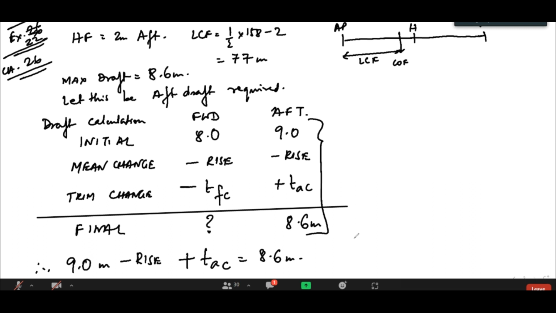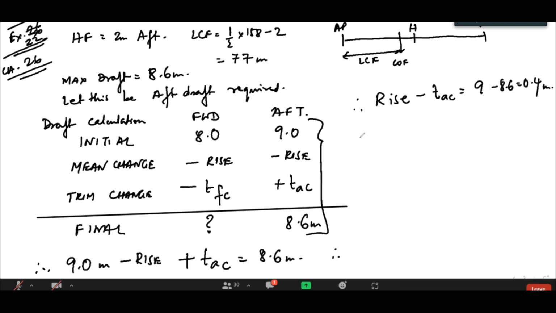This is what we need. So we have done the draft calculation. Draft calculation करके इतना आ गया. Therefore, I can say that rise minus TAC. Better still, we will put it the other way around. The rise and TAC, we take it to the other side. So we can take rise minus TAC: 9 minus 8.6, 0.4 meters.